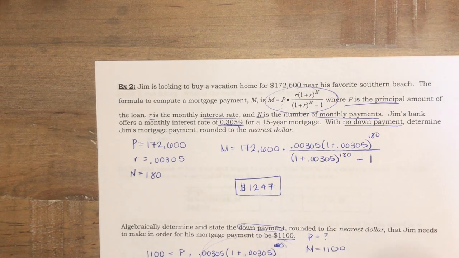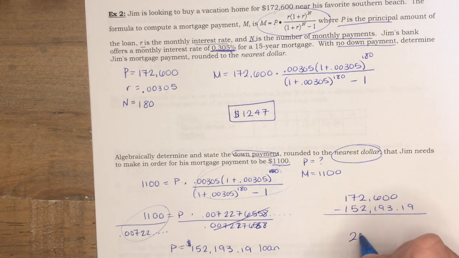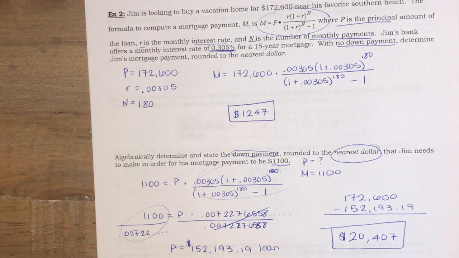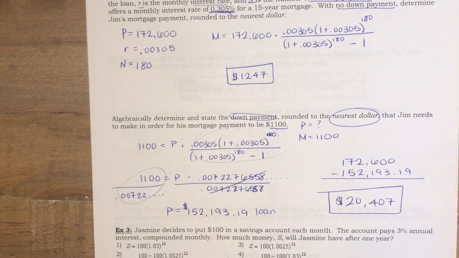So $172,600 minus $152,193.19. And they did say to round to the nearest dollar, so they want $20,407 down payment. Okay, so he needs to somehow come up with 20 grand.